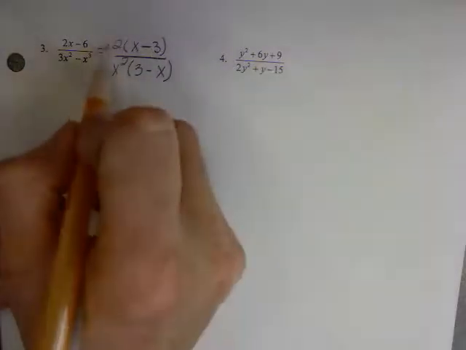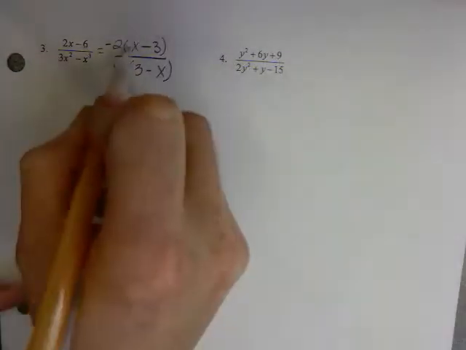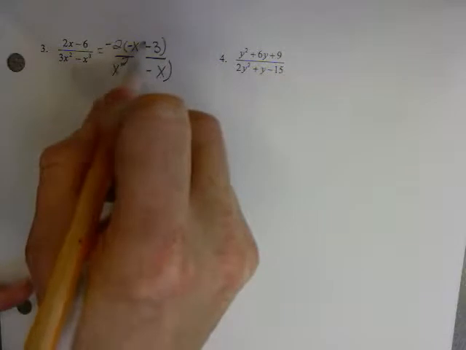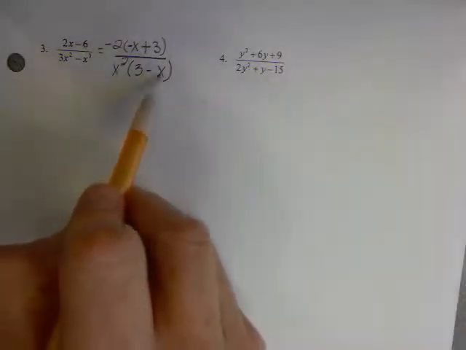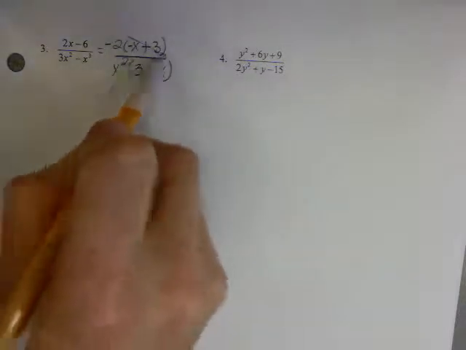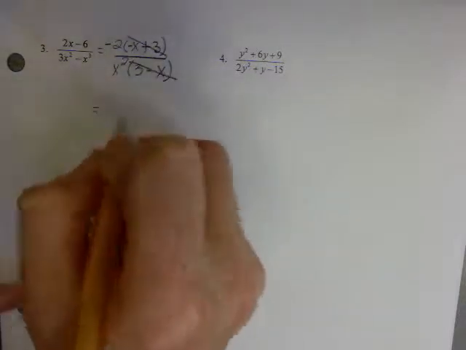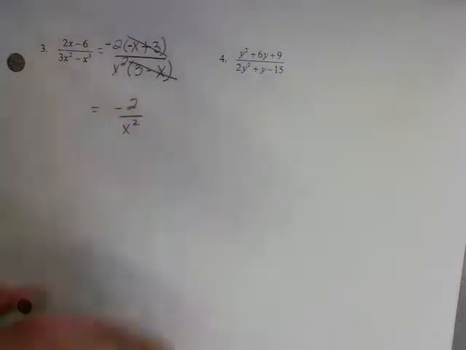So we can do that by factoring out a negative 1. If you take out the negative, the x now becomes negative and the 3 becomes positive. Now we have a negative x in both the numerator and the denominator and a positive 3. These now will cancel and we can reduce down to negative 2 over x squared.